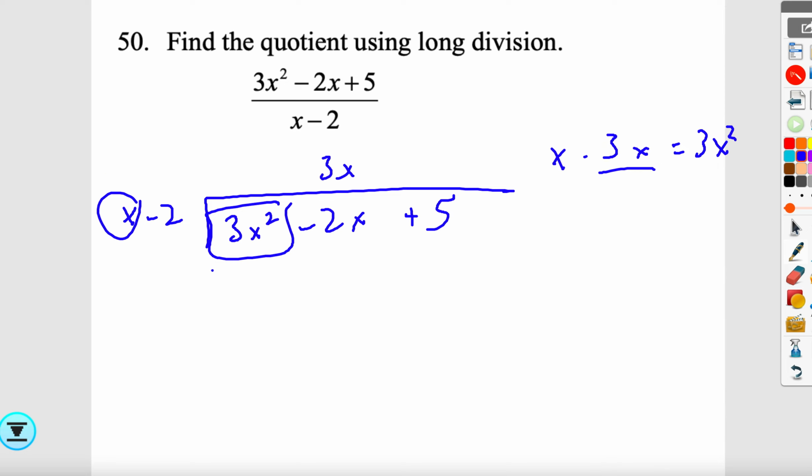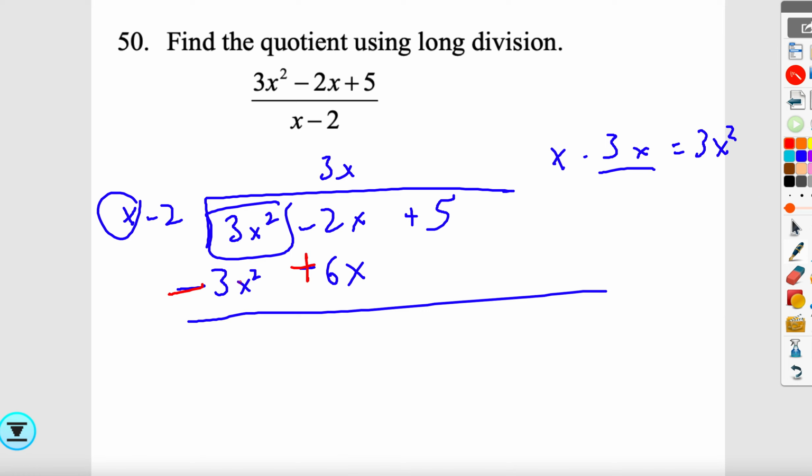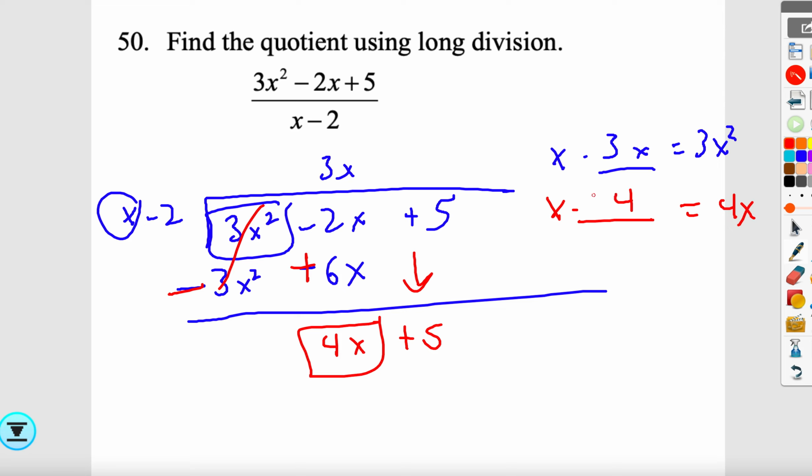So 3x times x is 3x squared. 3x times minus 2 is negative 6x. So now we switch sides. Positive becomes negative and this becomes positive. And then these cancel out. So then we get 4x plus 5. Bring this down. So now we're going to box this one. So now we want x times what is 4x?